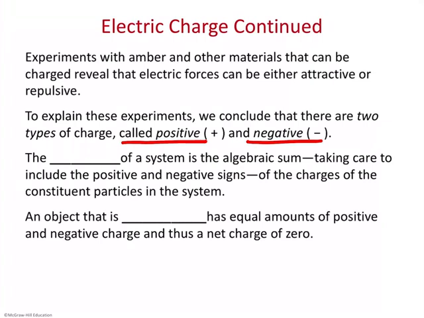You've talked about protons, electrons. So, anyway, the net charge of a system is the algebraic sum. So we do have to do algebra still. And that's going to include both positives and negatives. And an object that is electrically neutral is obviously going to have the same number of protons as it has electrons. So there will be a net charge of 0.